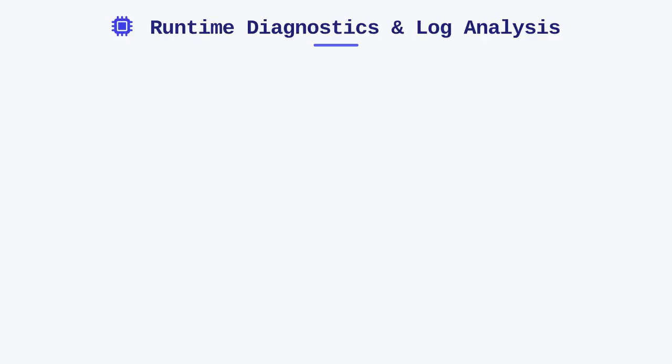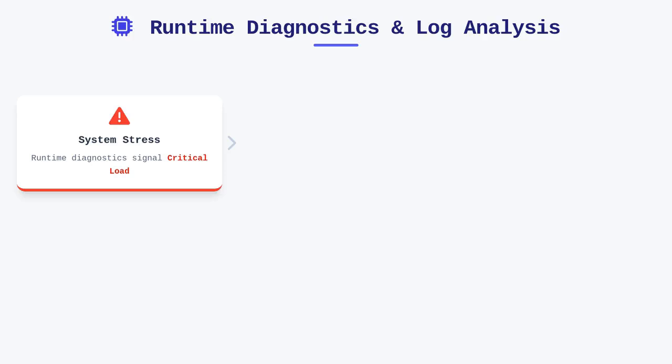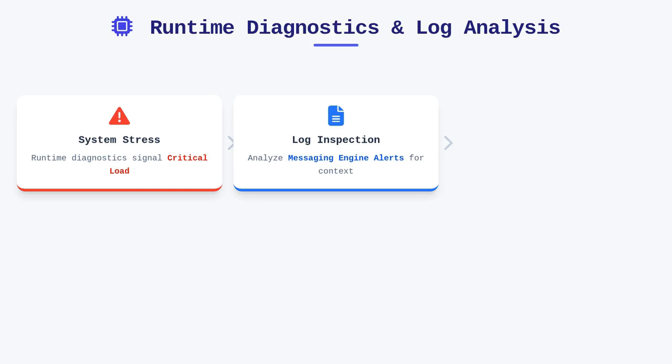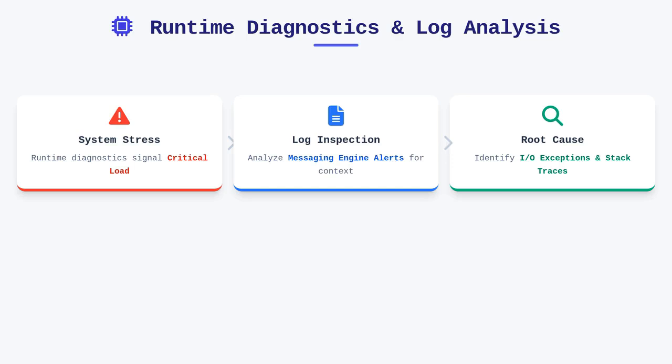When runtime diagnostics indicate that the system is under stress, the next logical step is to inspect the server logs for evidence of messaging engine alerts. These logs often provide the necessary context to understand why a JMS server might report an out-of-memory state or why connections are being dropped intermittently. You should look for recurring I/O exceptions, which frequently manifest when the underlying persistent storage is struggling to keep up with the write throughput of the system.